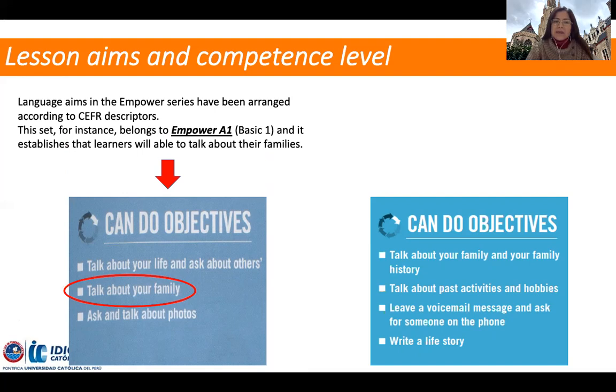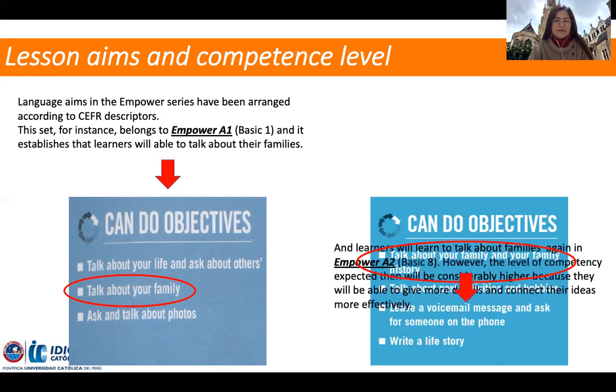The language aims in the Empower series have been arranged according to the CEFR descriptors. We all know that. This set, for instance, belongs to the Empower A1 Basic 1. Okay, so we have seen this when teaching Basic 1. We are all familiar with that. And they ask learners to talk about their families. Now, the same or a similar objective is also presented in this list. To talk about your family and your family history.